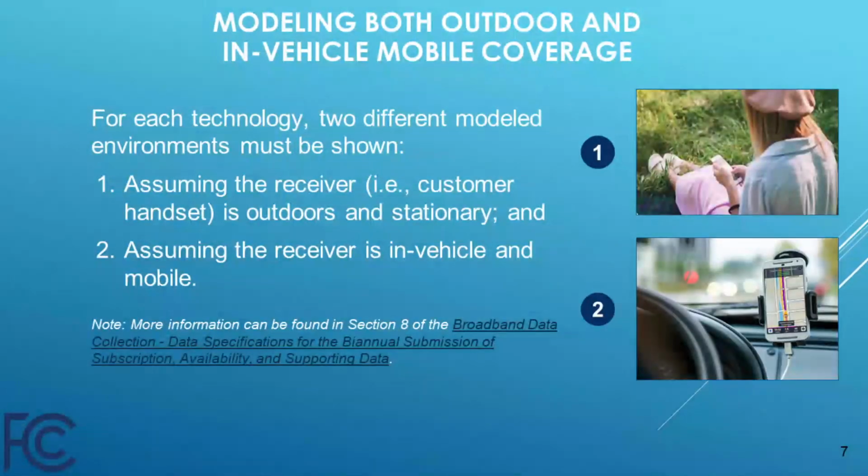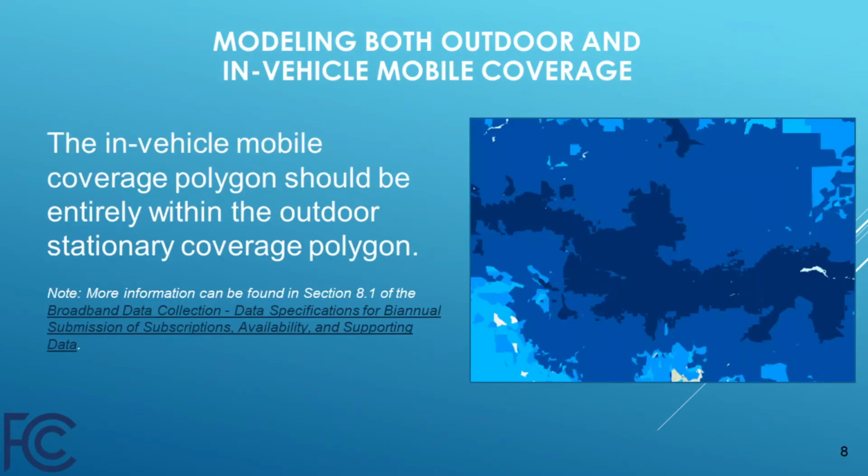For each technology, two different modeled environments must be shown. First, assuming the receiver, i.e. customer handset, is outdoors and stationary, and second, assuming the receiver is in-vehicle and mobile. Coverage modeled for in-vehicle mobile environment should be entirely contained within the coverage modeled for an outdoor stationary environment, and the coverage polygon should therefore indicate either where the model predicts coverage only for an outdoor stationary environment, or where the model predicts coverage for both an outdoor stationary and in-vehicle mobile environment.